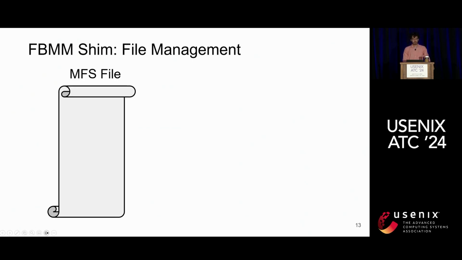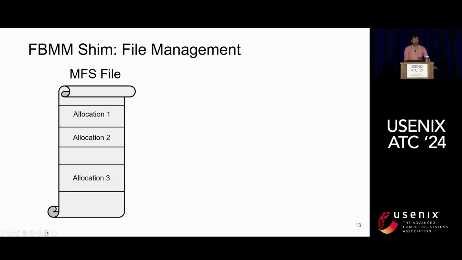So let's talk a bit about how the FBMM shim manages the MFS files it creates. Naively creating a new file for each memory region would be prohibitively expensive. Therefore, to amortize the cost of creating files, the logical size of each file is set to 128 gigabytes, and multiple allocations are placed inside the same file. Making a file this large is only a metadata operation and does not incur any significant cost. To organize the MFS file, each file is associated with a virtual address range of the same size as the file, which represents where that file can be mapped.